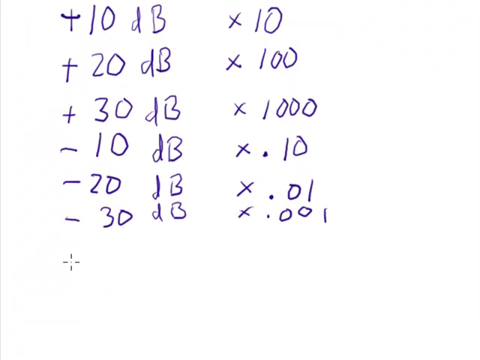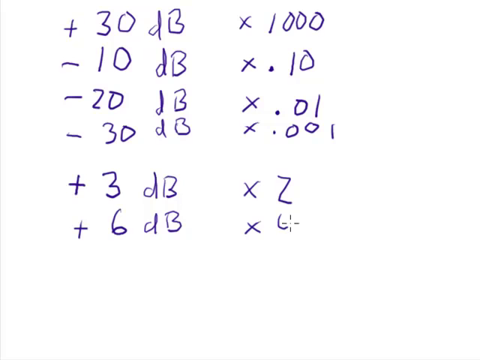Okay, and the other thing I pointed out was that a handy tool used in this is that an amplification of plus 3 decibels is equivalent to multiplying by 2, an amplification of plus 6 decibels is equivalent to multiplying by 4, and an amplification of 9 decibels would be the same as multiplying your signal by 8.